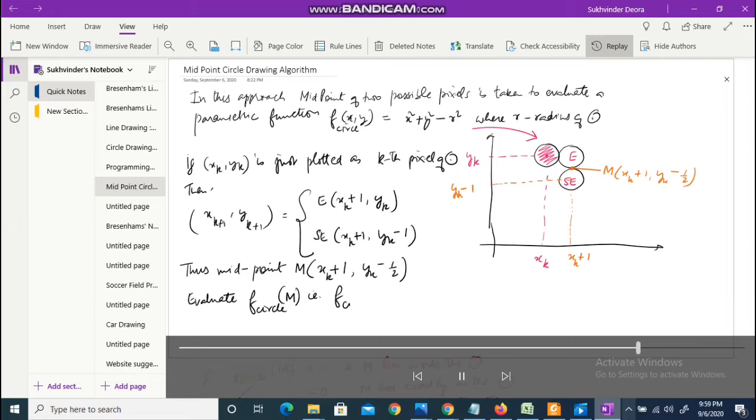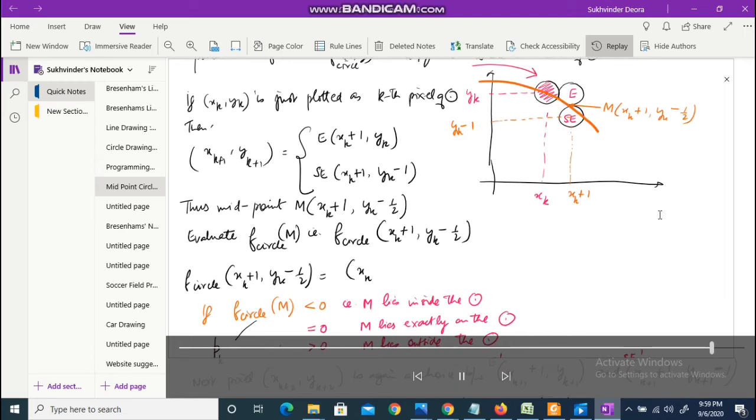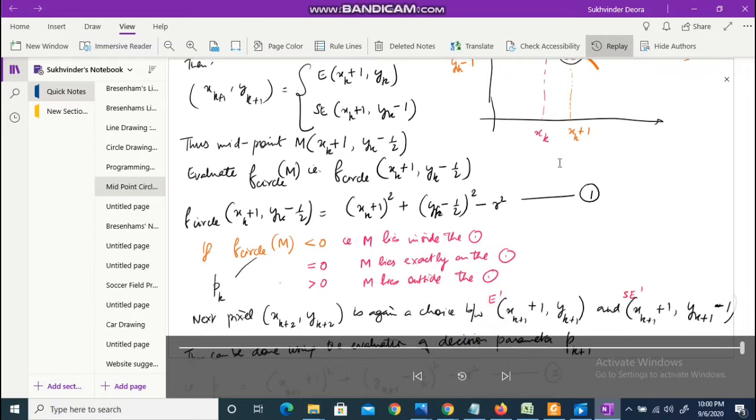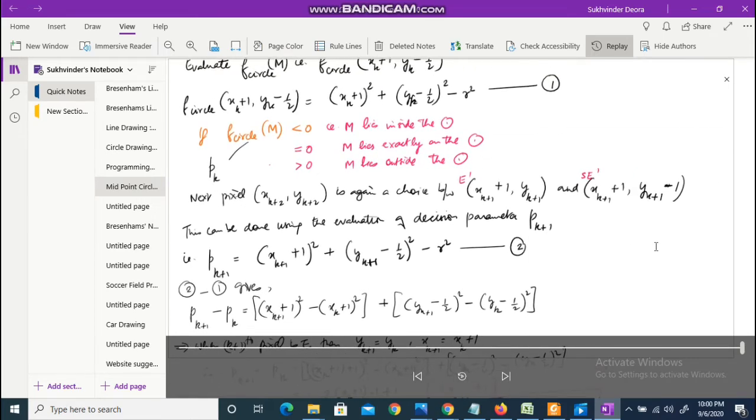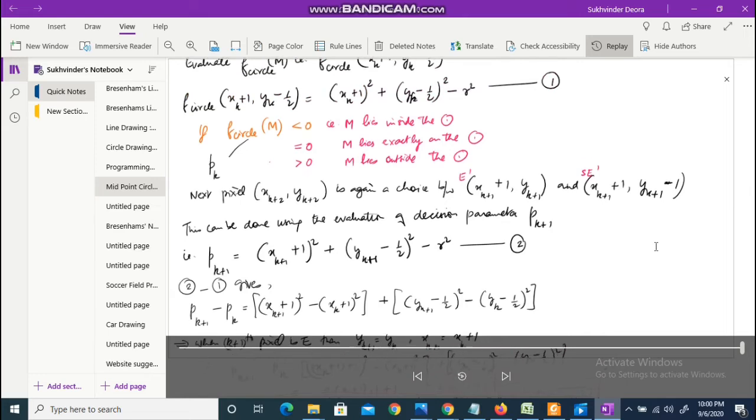function f of xy. So f of circle m, that is f of circle xk plus 1 comma yk minus half, is evaluated according to this, which will be equal to xk plus 1 whole square plus yk minus half whole square minus r square. So this is equation number 1. Now if this value of f of circle m is less than 0, this means that m is lying inside the circle. If it is equal to 0, then the midpoint of the two pixels is exactly on the circle, and if it is greater than 0, then m lies outside the circle.